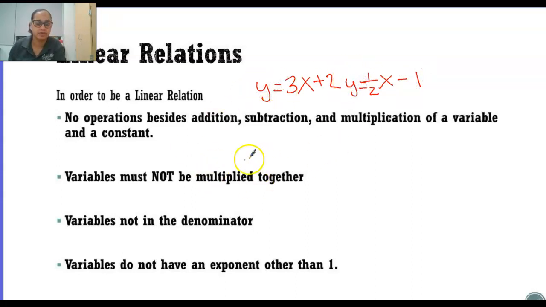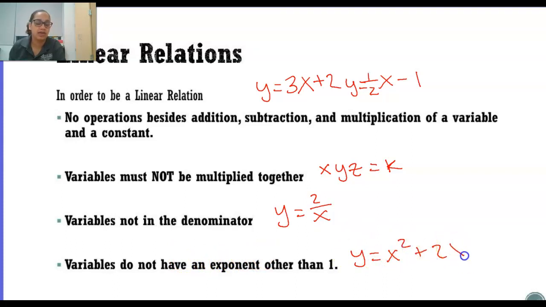These would be examples. Variables cannot be multiplied together, so I won't have something like xyz equals k. Something like that would not be linear. Anything with variables in the denominator, like y equals 2 over x, is not linear. And variables do not have any exponents other than 1. So like y equals x squared plus 2x plus 3, because it has that exponent of 2 there, I know that that is not linear.